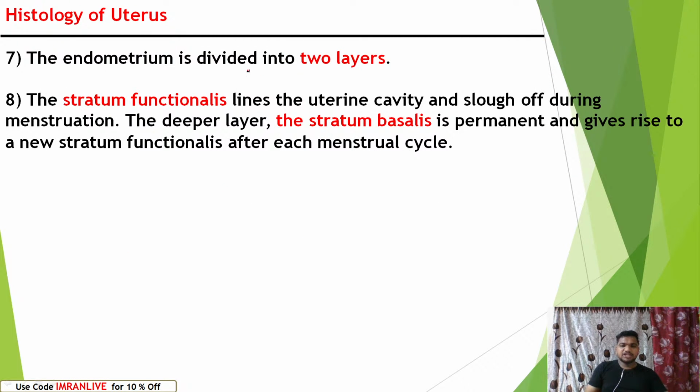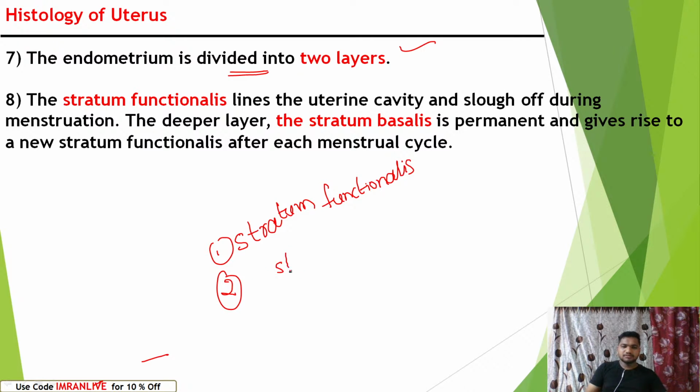The endometrium consists of two layers. Just give me some concentration on the screen. The two layers are the stratum functionalis and the second layer of the endometrium, the stratum basalis. Stratum functionalis and stratum basalis are the two layers in the endometrium.